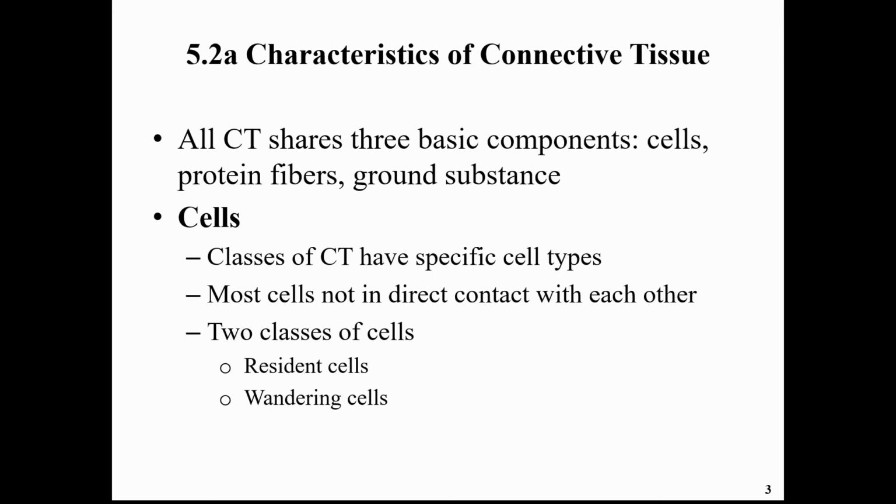Now, all connective tissue shares three basic components: cells, protein, and ground substance. Cells vary depending on the type of connective tissue, as do the protein fibers and the ground substance.